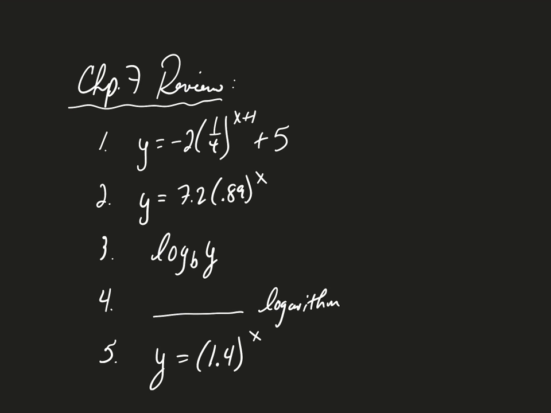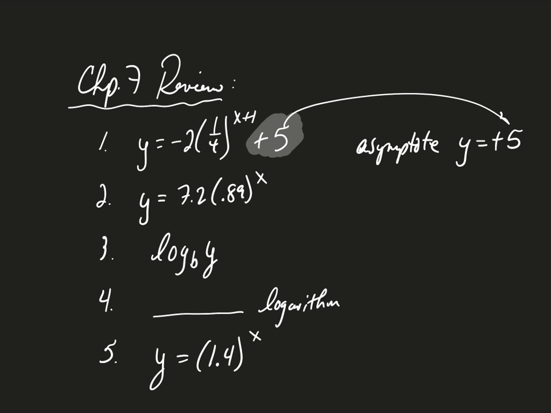So the first one, what is the asymptote for this exponential equation? Please remember the asymptote is always going to be the plus or minus number that's on the end. So the asymptote is going to be at y is equal to 5. It's whatever plus or minus number is on the end of the equation. Okay? Number 2, identify the decay factor.